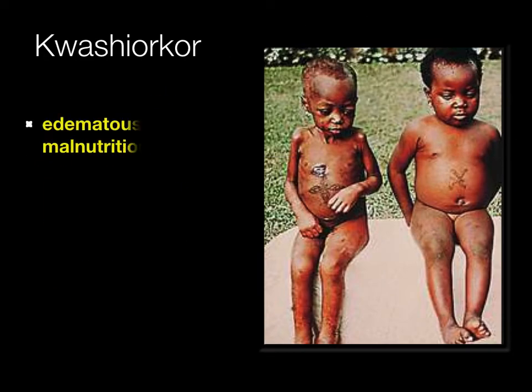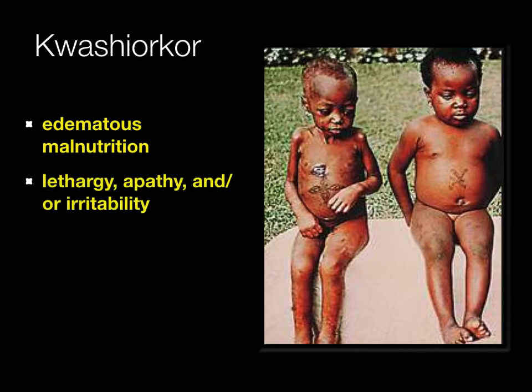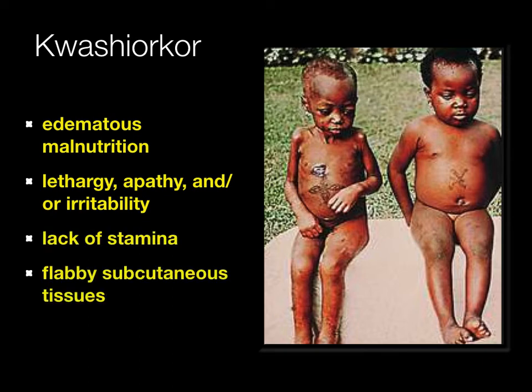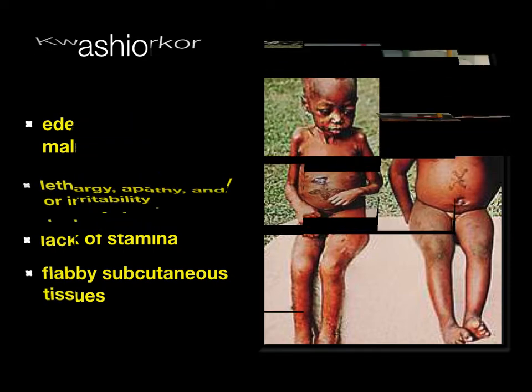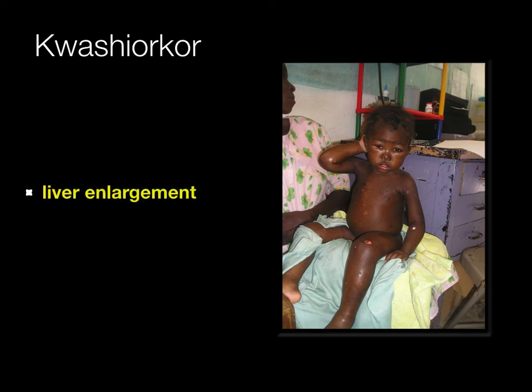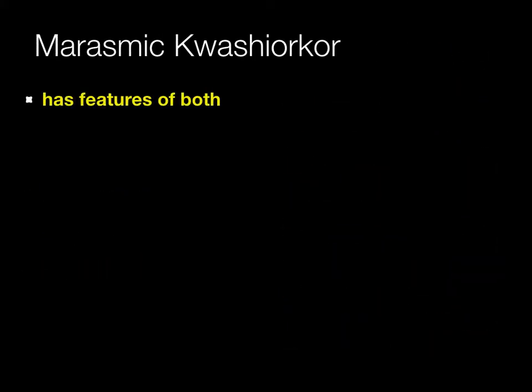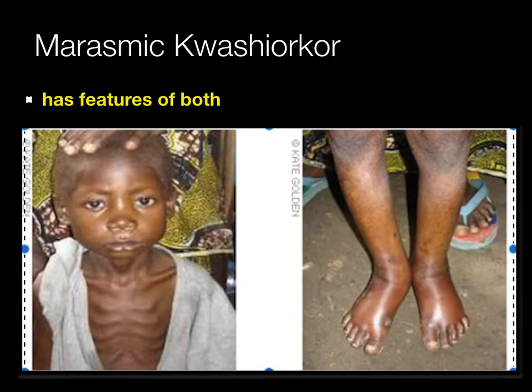Kwashiorkor is edematous malnutrition. There can be lethargy, apathy, and/or irritability. There is lack of stamina. There can be flabby subcutaneous tissues. There can be liver enlargement, dermatitis as shown in this figure, and sparse hair. Marasmic kwashiorkor has features of both, for example, emaciated with edema.